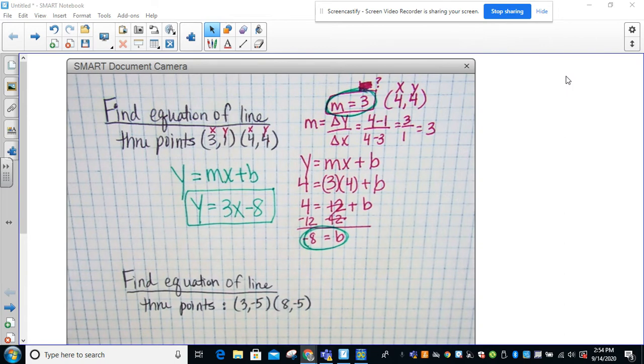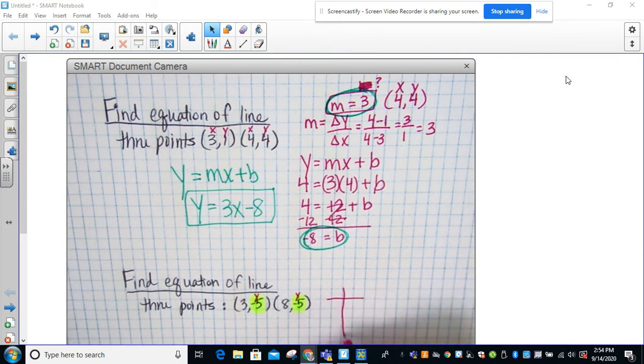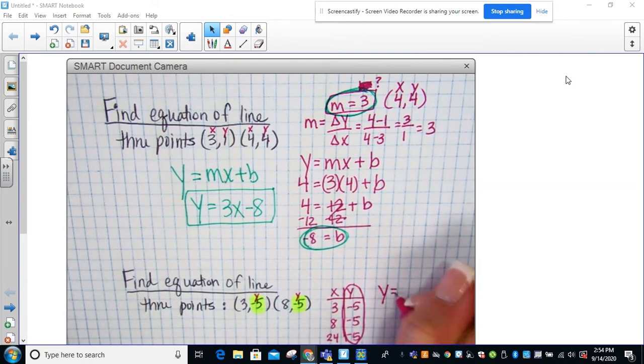Okay, this one. Find the equation of this line through this point. (3, -5), (8, -5). This should spark a clue for you that both of the y's are -5. Anytime you have multiple points and the y values are the same, doesn't matter what the x's are, 3, 8, 24, whatever, that means that the equation for this line is y equals -5. That's a horizontal line.